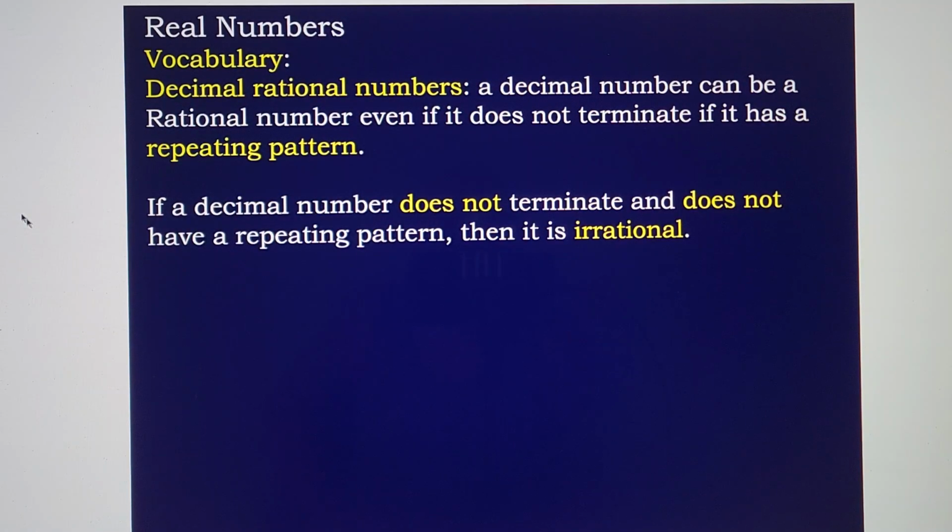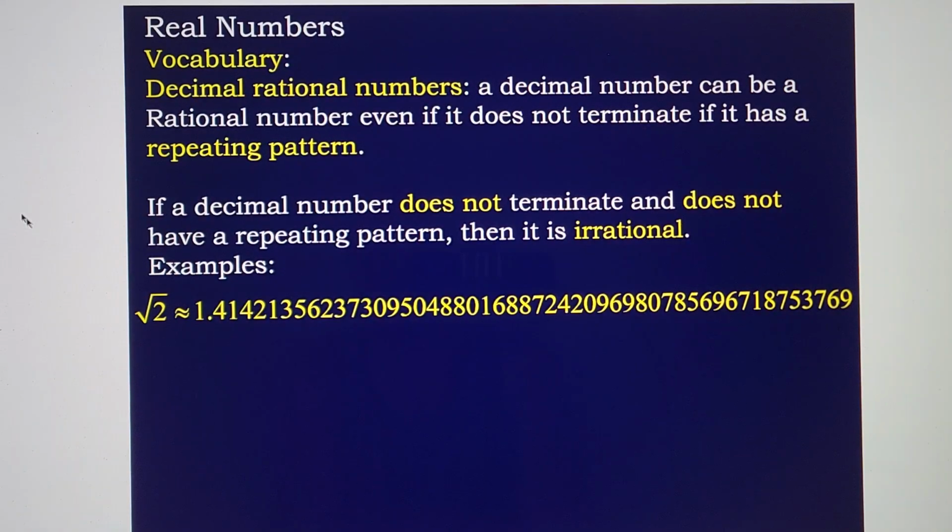So a decimal number can be a rational number even if it doesn't terminate, if it has a repeating pattern. If a decimal number does not have a repeating pattern and does not terminate, then it is called irrational, because such numbers cannot be obtained from a given fraction.